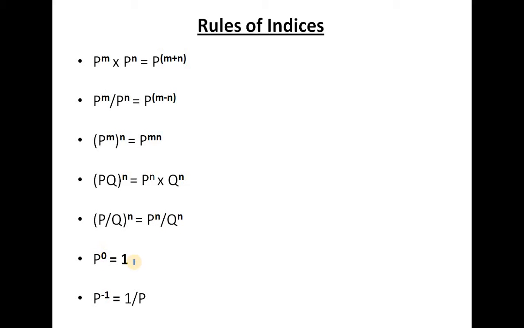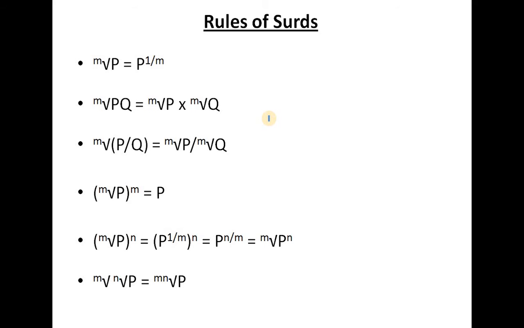p to the power 0 equals 1. So any number powered 0 will give you 1 as a result. p to the power minus 1 will give you the inverse of the number, that is 1 by p. Rules of surds. In surds, the power is in the form of a fraction. So m root of p can be written as p to the power 1 by m.